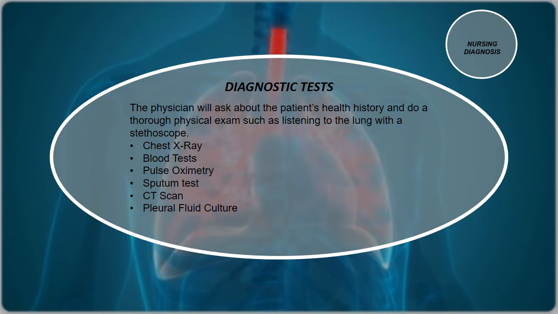For the diagnostic test, the physician will ask about the patient's health history and do a thorough physical exam such as listening to the lung with a stethoscope. A chest X-ray helps your doctor diagnose pneumonia and determine the extent and location of the infection. However, it can't tell your doctor what kind of germ is causing the pneumonia. Blood tests are used to confirm an infection and to try to identify the type of organism causing the infection.